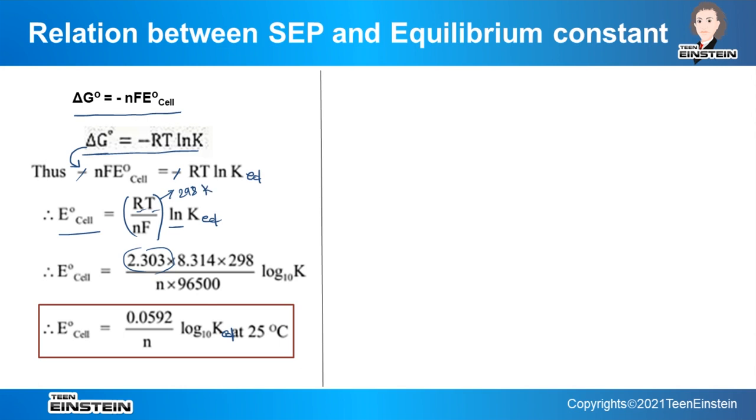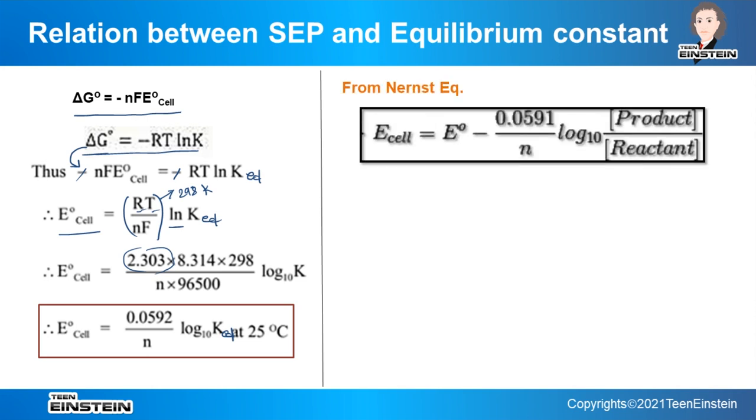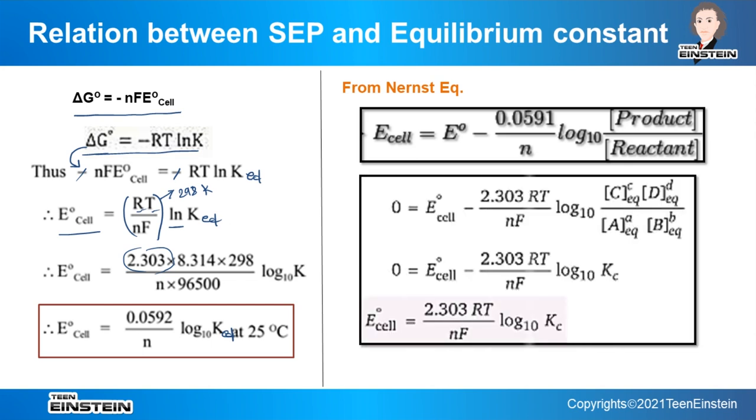So this is one way by which we can obtain this relation between E and the equilibrium constant, but there is another way, and that is from the Nernst equation. This equation we have just established and seen. In this equation, we consider E cell to be 0, because at equilibrium it will be 0. So now it is 0, and E naught cell and the rest of the portion remain as it is.